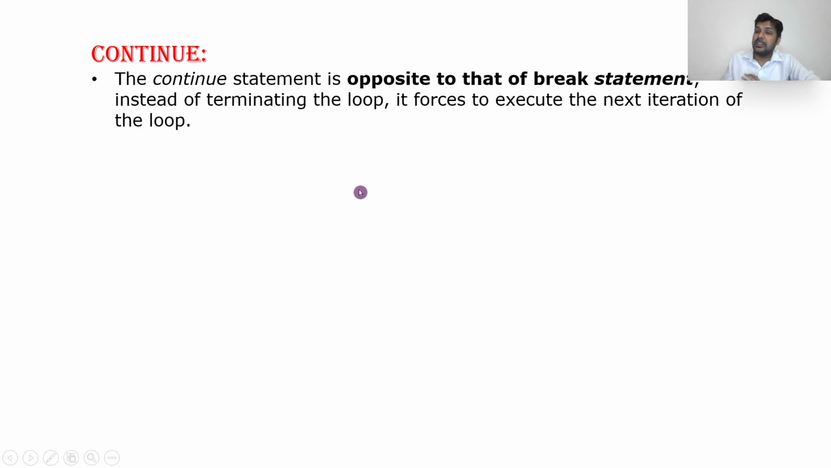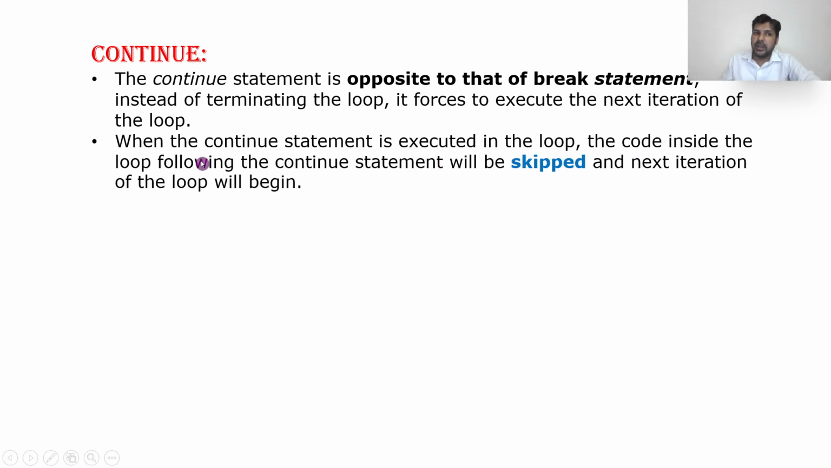So what is it doing? Instead of stopping, it is forcing, meaning it is trying to skip the present iteration and move to the next one. When the continue statement is executed in the loop, the code inside the loop that follows the continue statement will be skipped, and the next iteration of the loop will begin. For example, just now we have seen, when the condition is satisfied, break will stop. Instead of stopping, continue will skip.